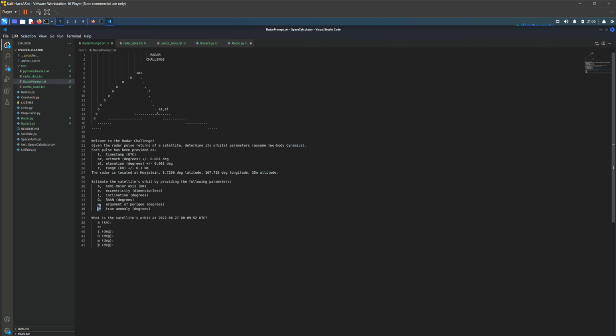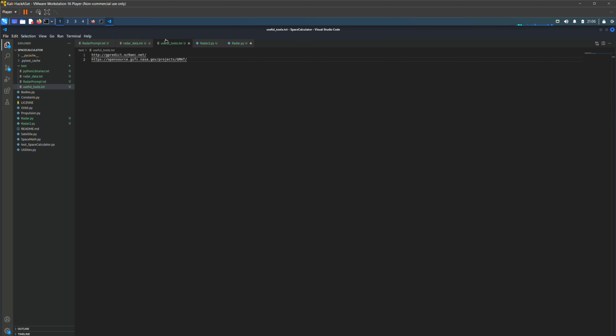Yeah, so true anomaly is this little symbol. I don't know the Greek alphabet. Sorry. So yeah, right ascension of the ascending node is omega. This one's perigee. This one's true anomaly. Inclination, eccentricity, semi-major axis, and that's kind of an industry standard for using these kinds of symbols.